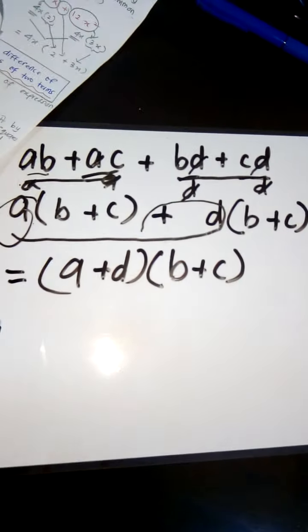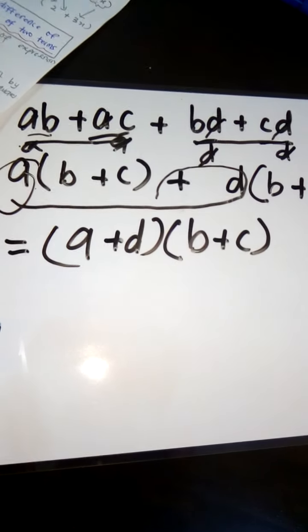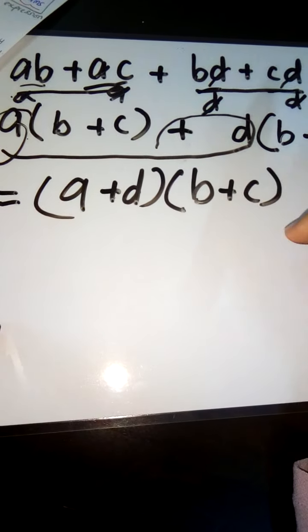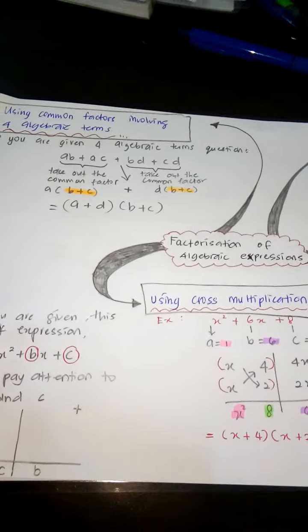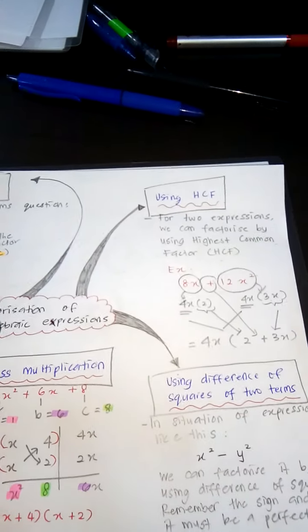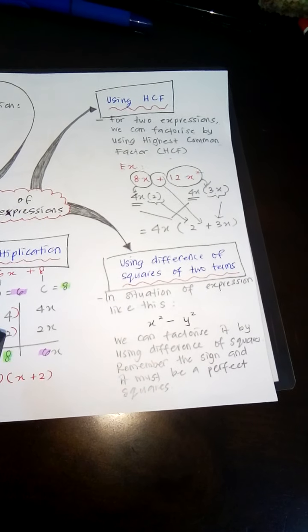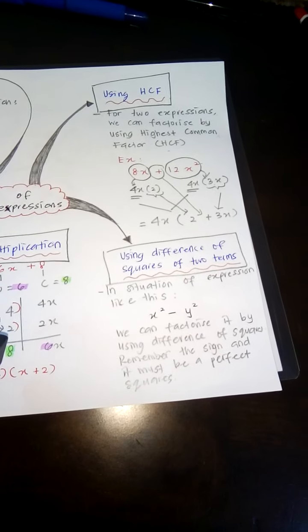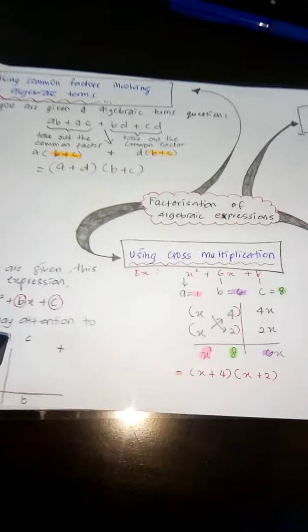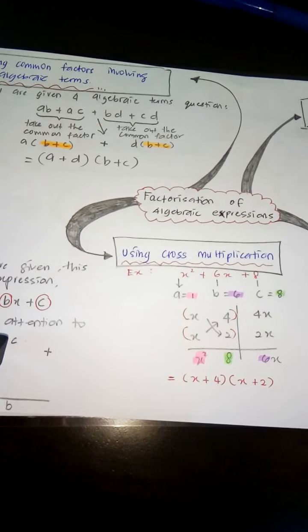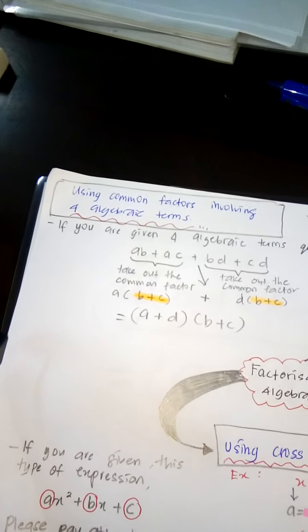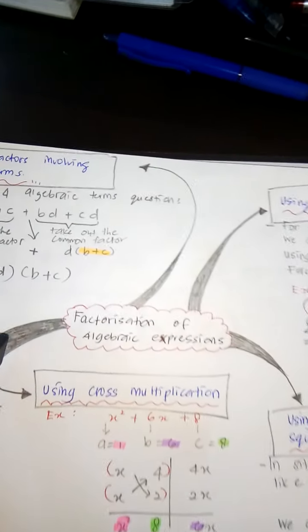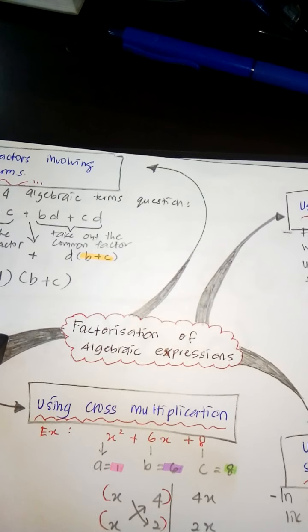Okay, so this is it. I'm going to snap the pictures later. I might do another for this. Alright, for the time being, those are the 4 ways of factorization. The first one by using highest common factor. The second one by using the difference of squares. The third one by using cross multiplication, and the last one by using common factors involving 4 algebraic terms. That is all for factorization of algebraic expressions. Thank you.